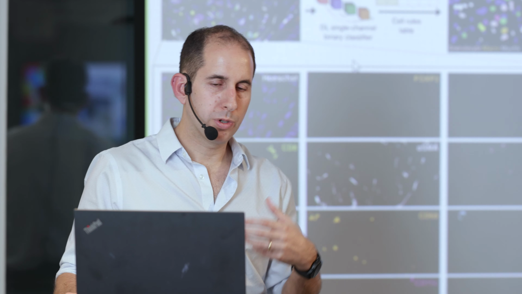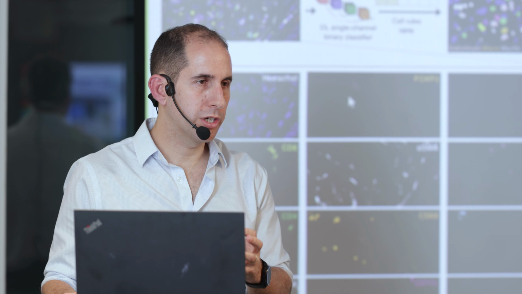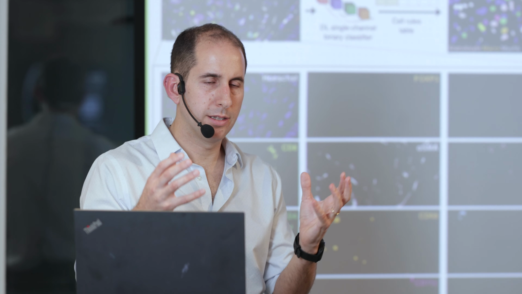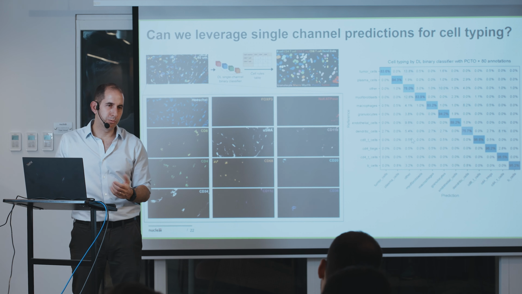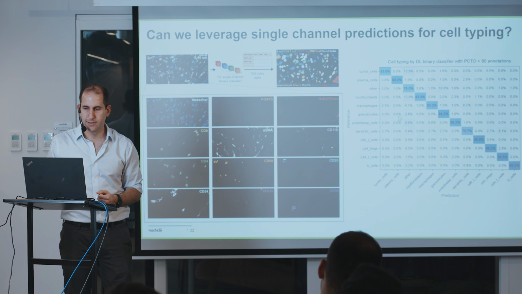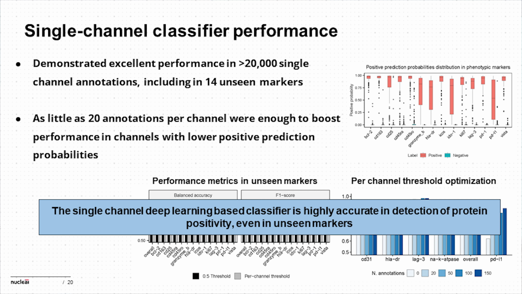Then we can define for each cell type what the expected marker expression is, and we can use the single channel predictions and combine the predictions from different channels in order to do the cell typing. And we saw that we got very good results by using this method, comparable to the multi-channel, multi-class classifier. But to do that, we only need 100 annotations, not thousands of annotations. So we now know we can utilize prior knowledge of protein expression within cell classes, and we can reach really highly accurate cell typing from single channel predictions.